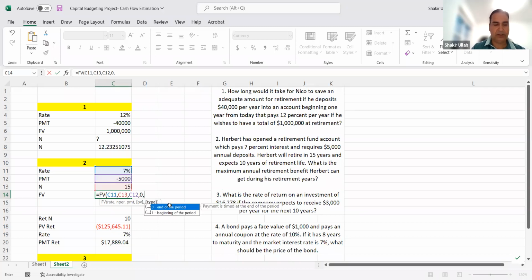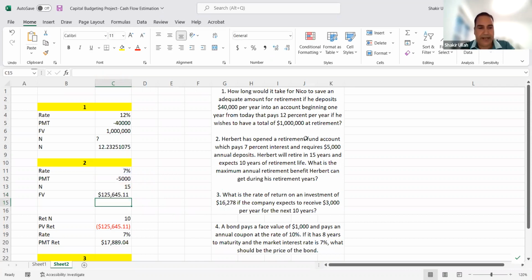And what is the type? You can either write type 0, where the payment takes place at the end of the period, or you can simply ignore it if it's an ordinary annuity. We close the parenthesis and it gives me the answer of $125,645. That means if we make this annual payment for 15 years, and we earn 7% interest on that investment, at the end of the 15th year, we will have this amount in our account.